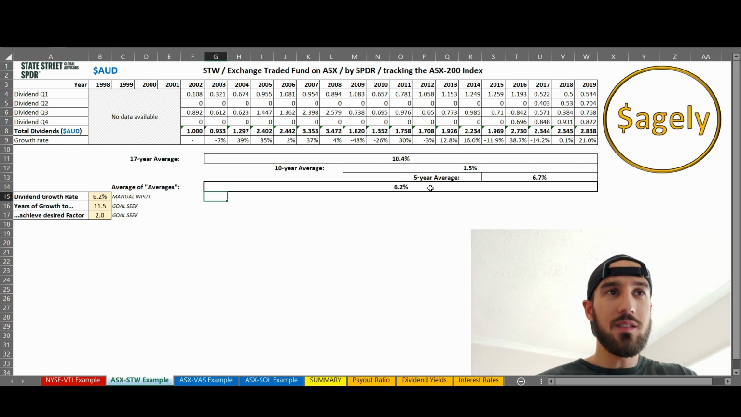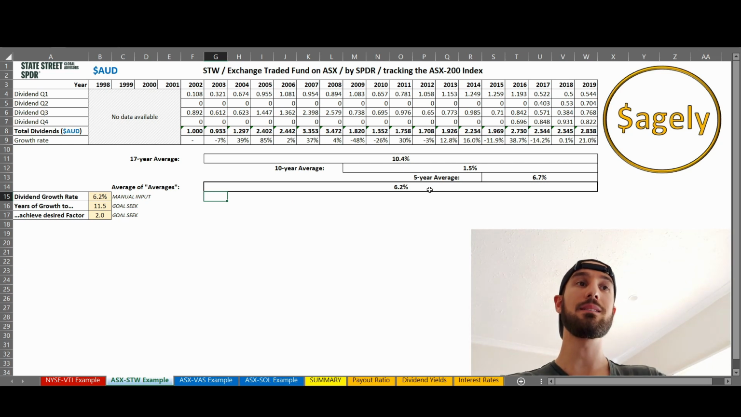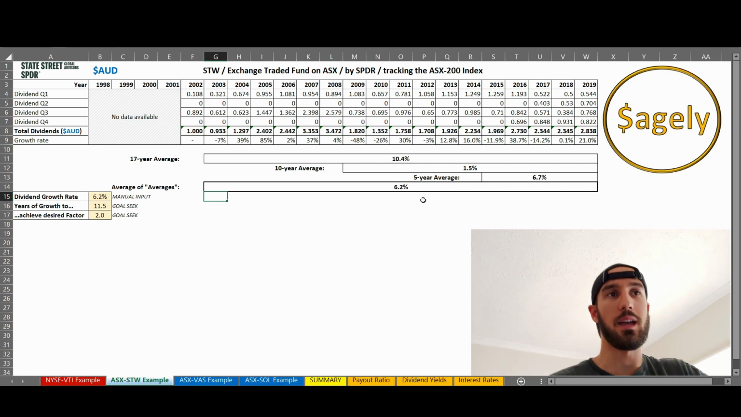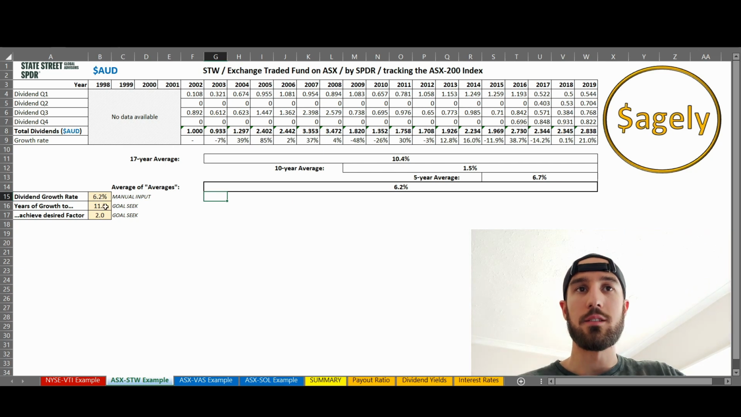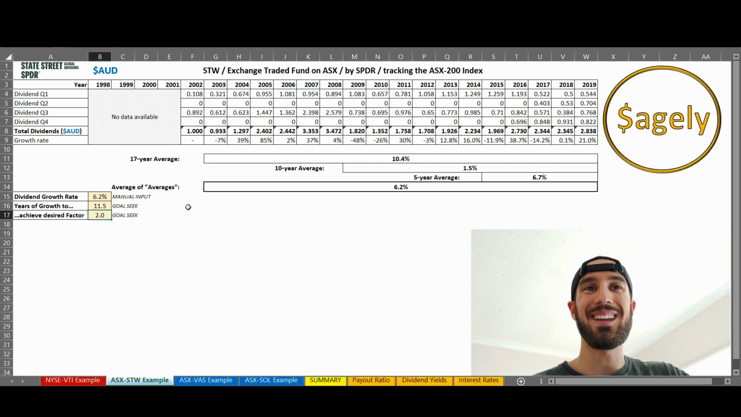You might be wondering, what does a 6.2% growth rate per year mean? Well, in theory, all it means is that if today you receive $1 in dividends, in a year's time, you should receive $1.06 in dividends, okay? Plugging that into our GoalSeek formula here, we see that by owning the STW ASX 200 index tracker, it'll actually take 11.5 years to double your dividend, okay?